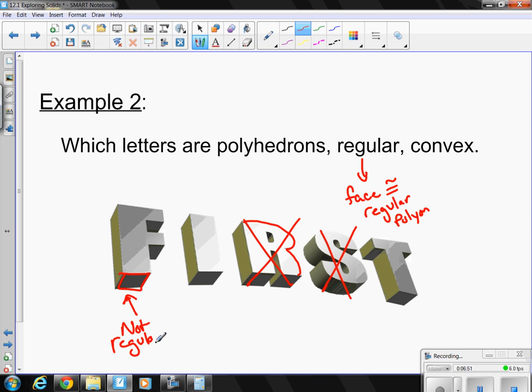It's not a regular polyhedron. This one gets close, but once again we have a square here, rectangle, so it's not either, not regular.